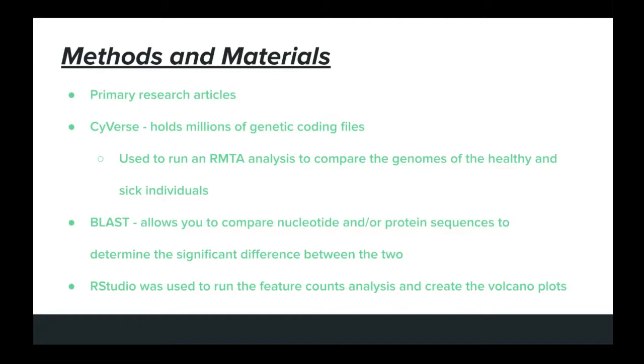BLAST is another online platform, and it allows you to compare nucleotide and/or protein sequences to determine the significant difference between the two. And we used RStudio, and that was used to run the feature counts analysis from the RMTA analysis. And we used it to create the volcano plots, which showed us the DEGs.